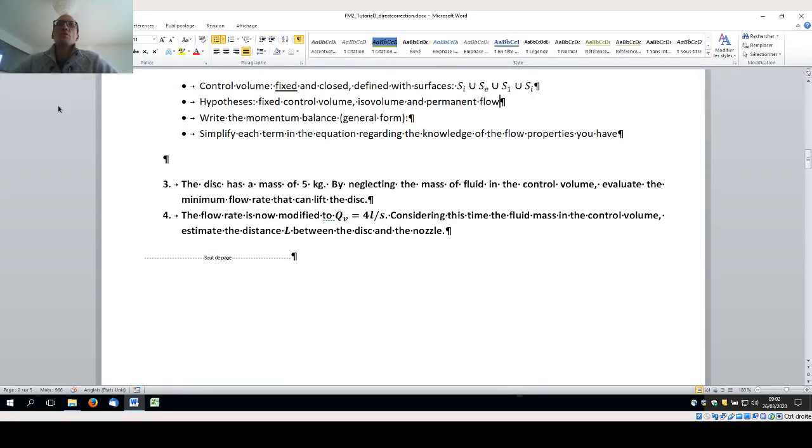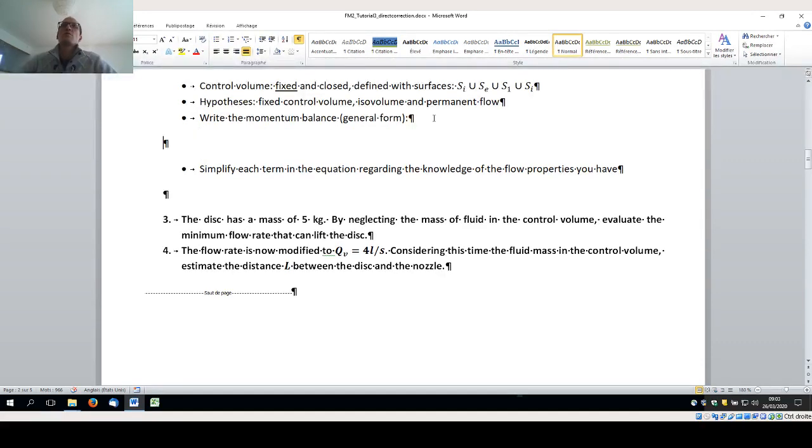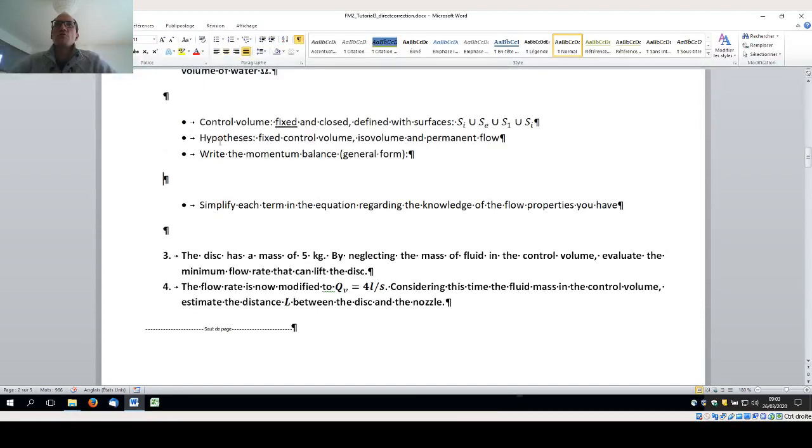So actually we only need those assumptions for now in order to express the momentum balance we have seen in the lecture. This is one equation that you need to know regarding those assumptions: how to write the momentum balance.